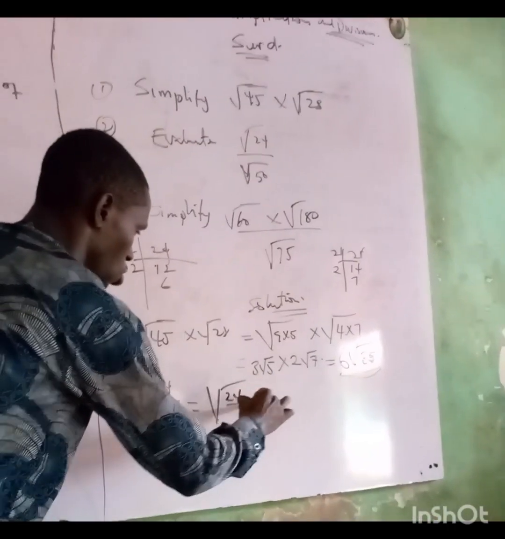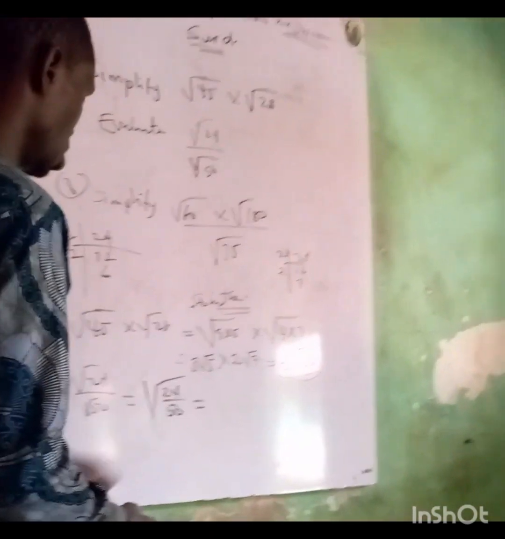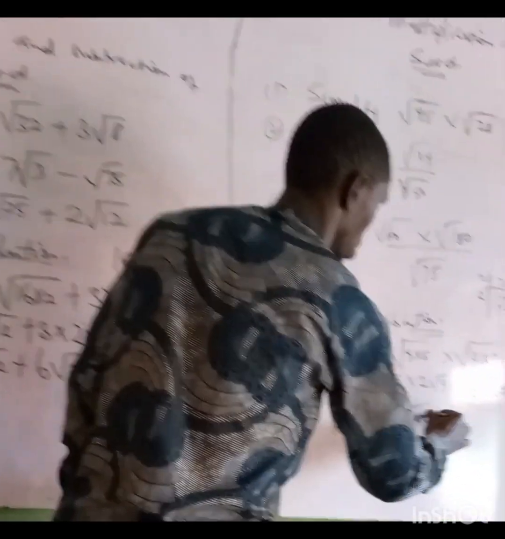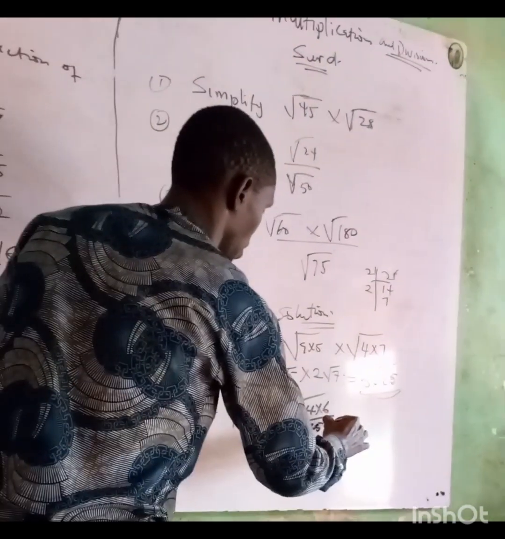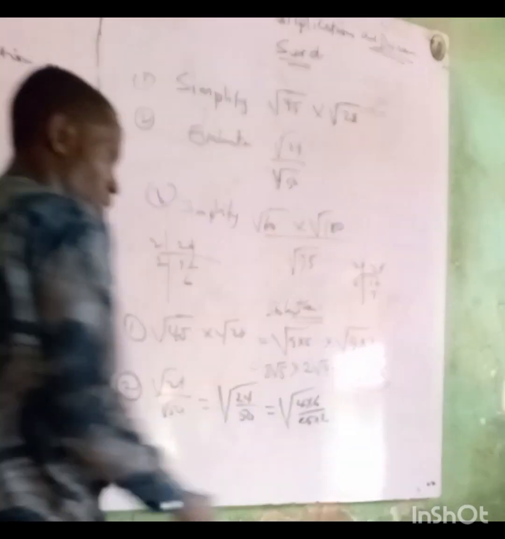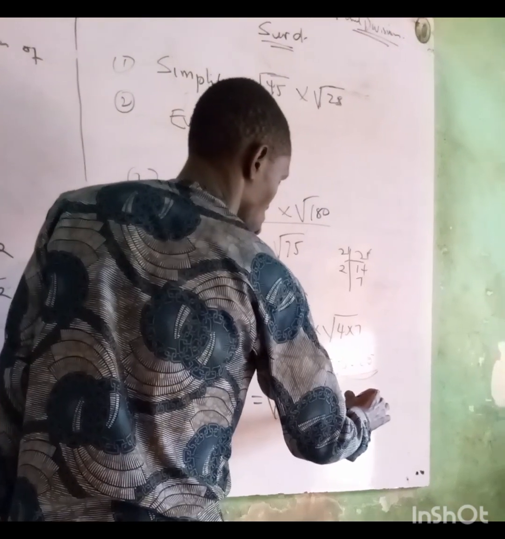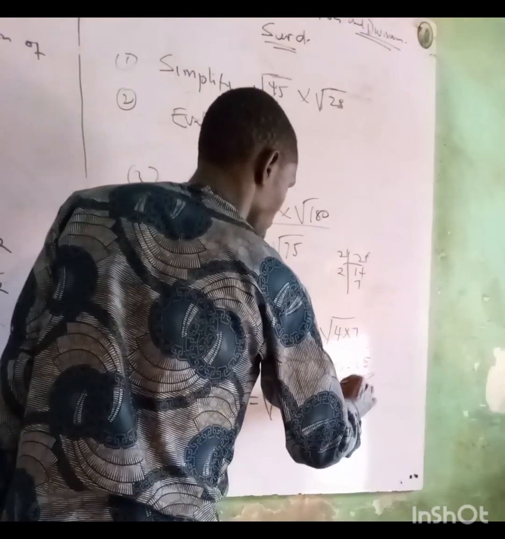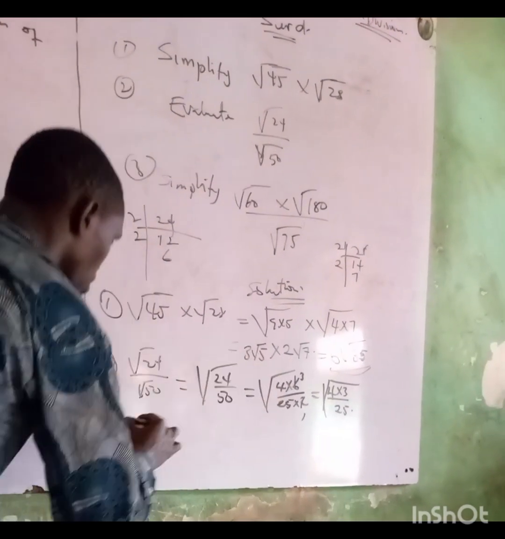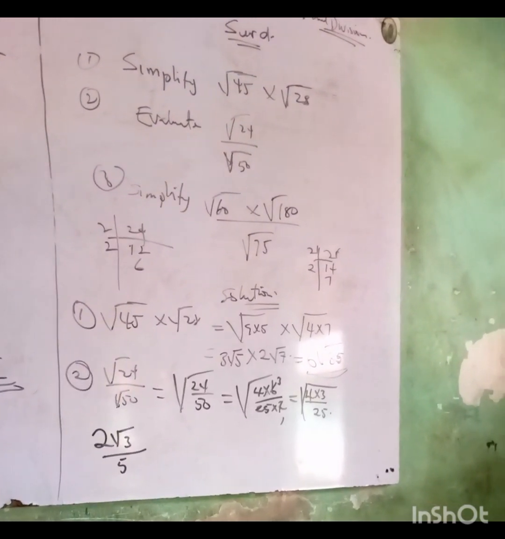The square root of 24 over 50. So we said this is root 4 times 6, and this is 25 times 2. Right? Alright. These two here 1, these two here 3. So you have 4 times 3 over 25. So this will give us now 2 root 3 over 5.